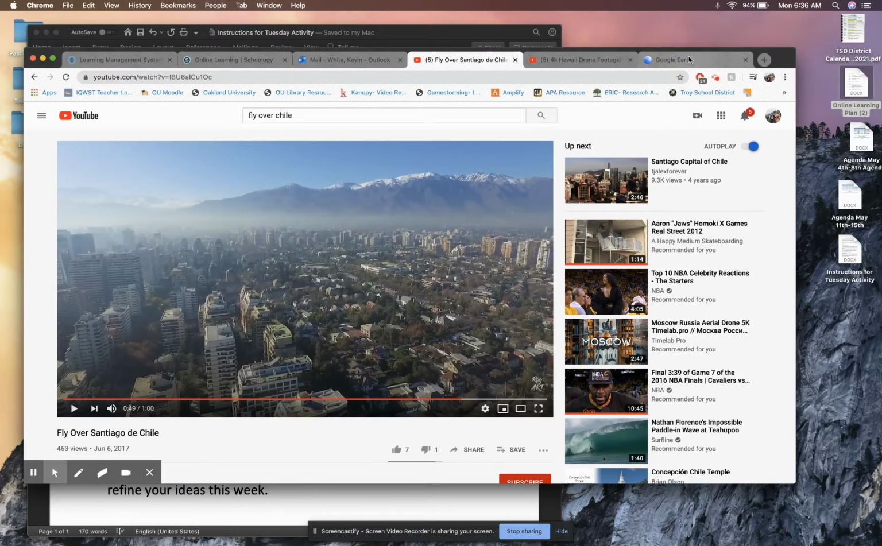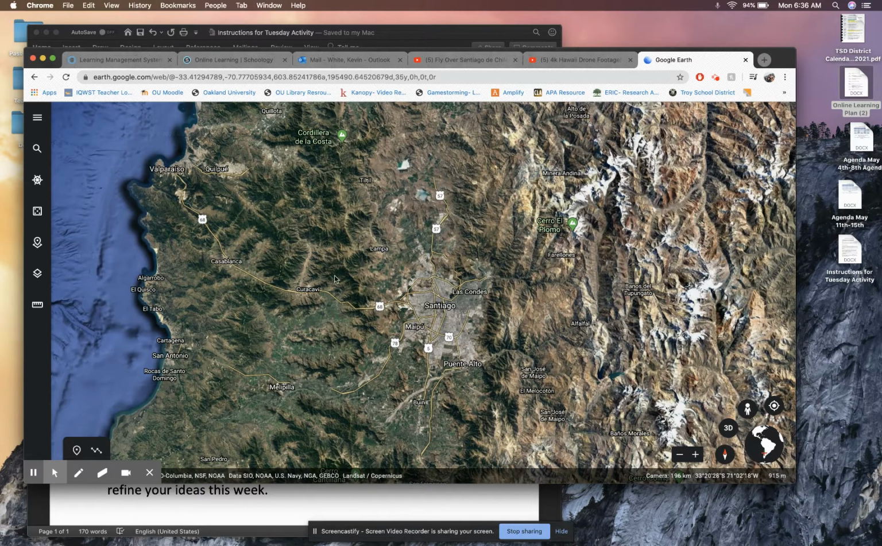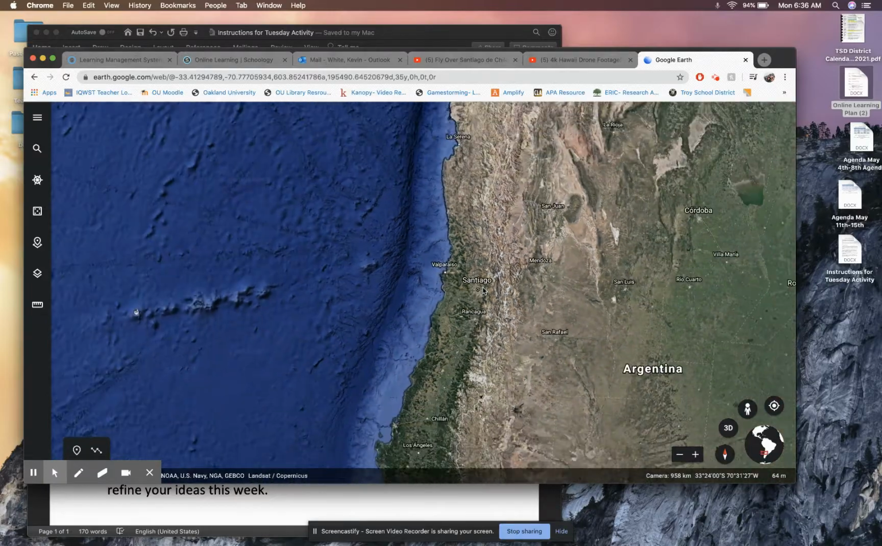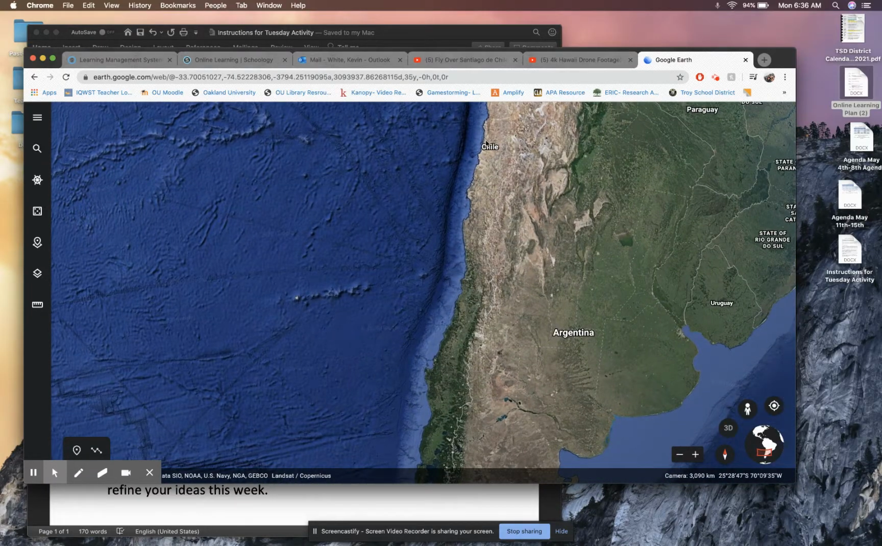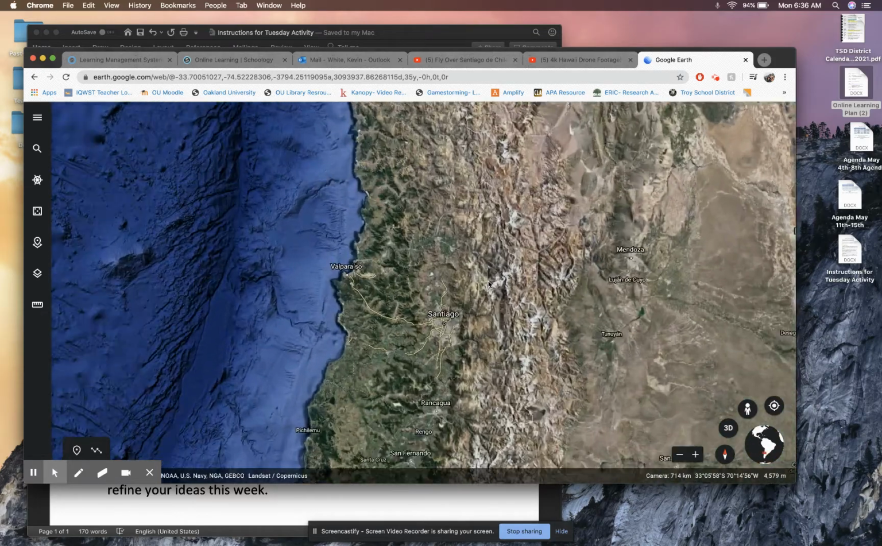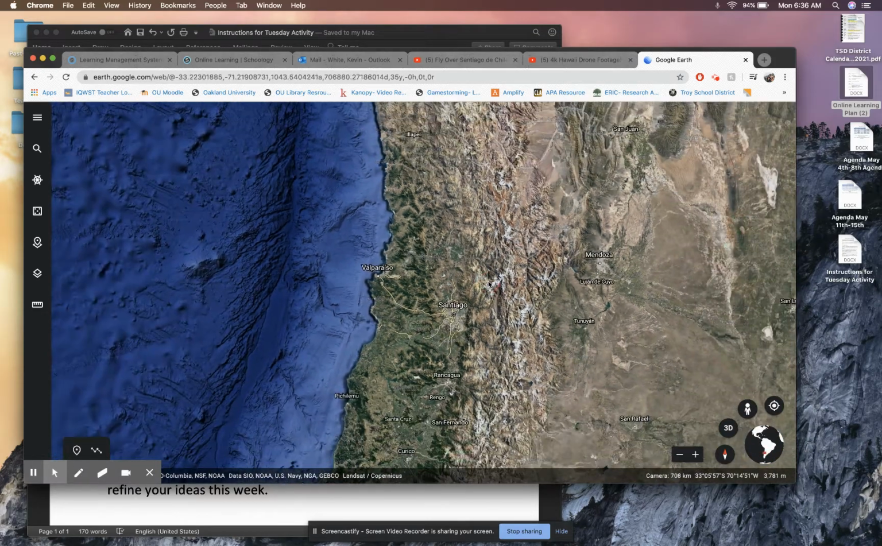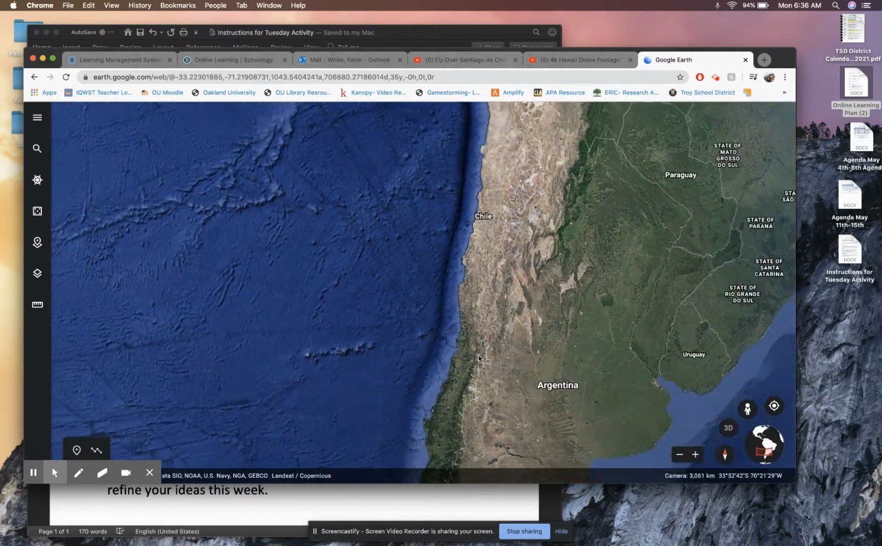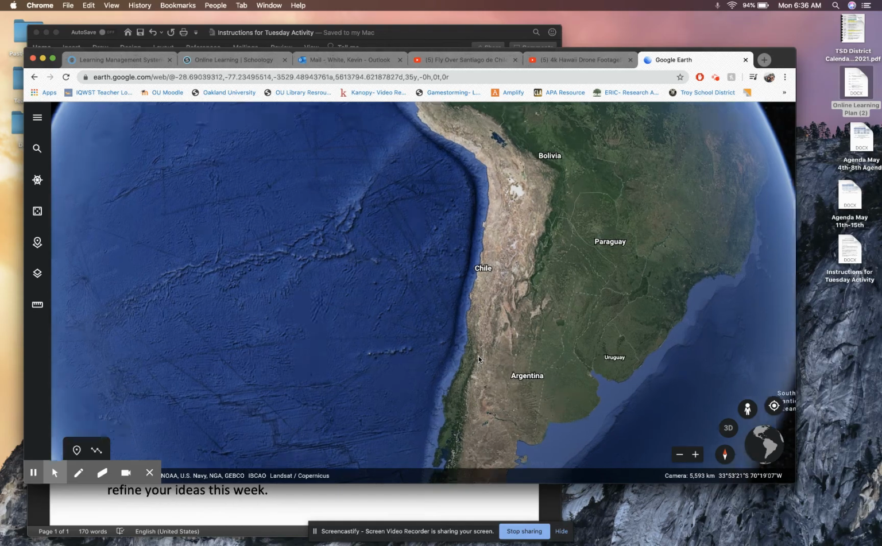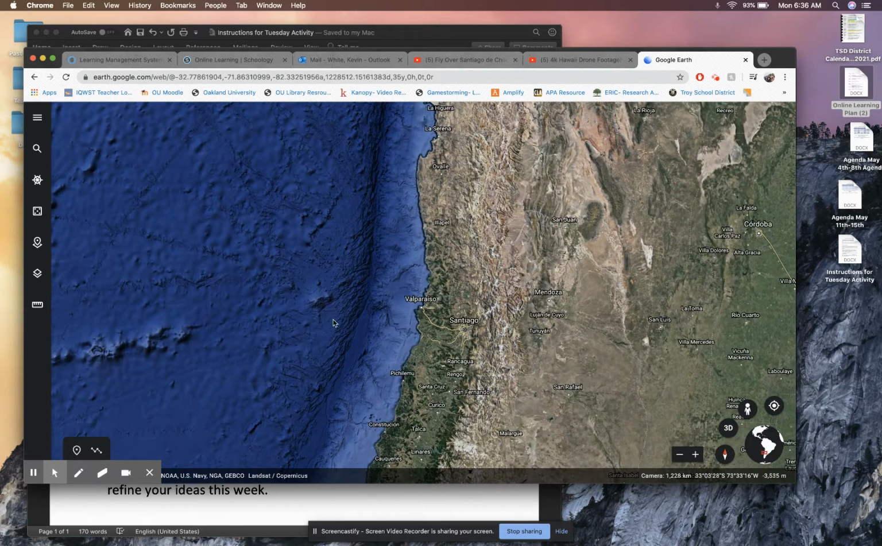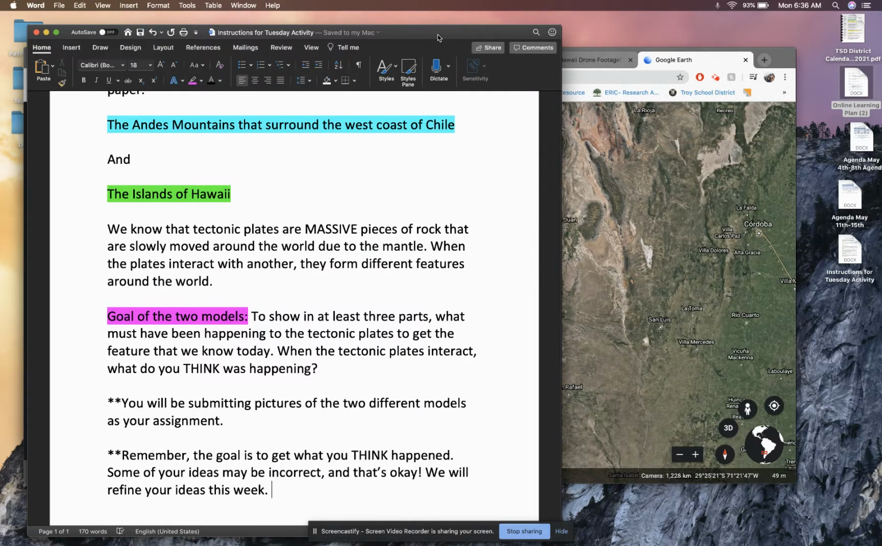So if we look here at Google Earth, and we flip back over here, Santiago was really awesome because here is Chile, which runs along the whole continent of South America. And if you look, here's the ocean, here's the Andes Mountains. So Chile is situated in this really cool place where they have the beach and the ocean, but they also have massive Andes Mountains. So your goal today is to show in one model how you think the Andes Mountains were formed.